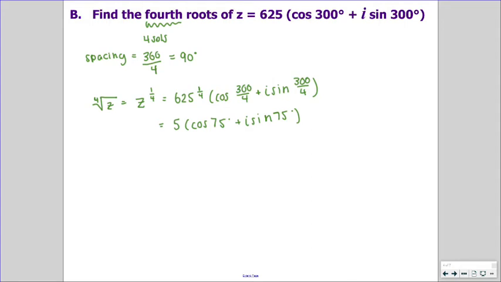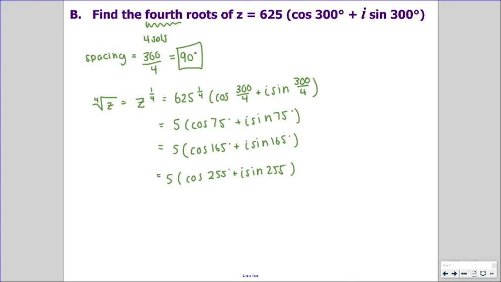All right, so there's solution 1. Next solution, we know we're going to have 4, is just 75 plus 90. So our spacing, remember, is 90 degrees. So 75 plus 90, that's going to get us to 165. And then the next one, another 90 degrees later, that's 255. And then our last solution here, 90 degrees later, 345.